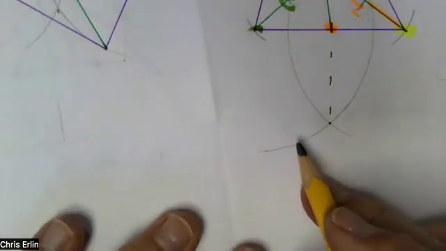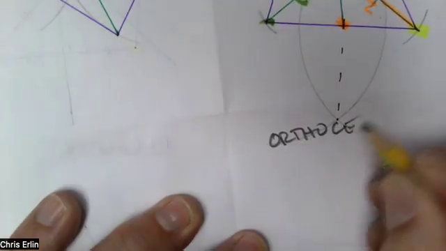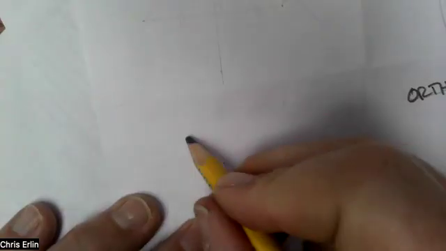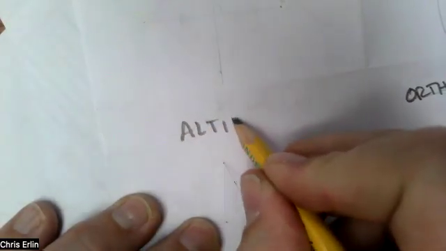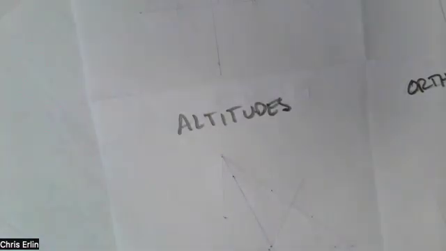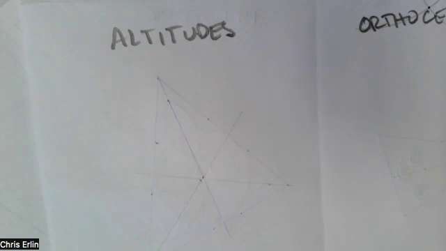What's the last center we're going to deal with? Orthocenter. And the orthocenter is formed by making what? Altitudes. I'm going to let you guys play with this for a minute. You do it. Go.